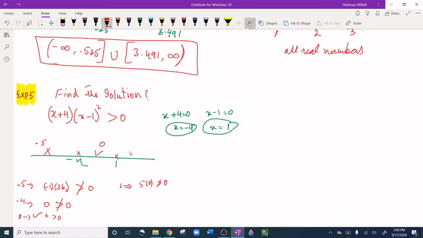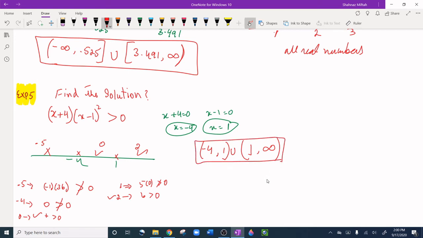What else do we have here? Plug in 2. If I plug in 2 up here, then 2 plus 4 is 6, and 2 minus 1 is 1. It is greater than 0, so 2 works. So that's my solution. I'm going from negative 4, not included, to 1, not included, because between them it works, and from 1 I'm going to infinity, where it works and infinity is not included. So that's my answer for the question.